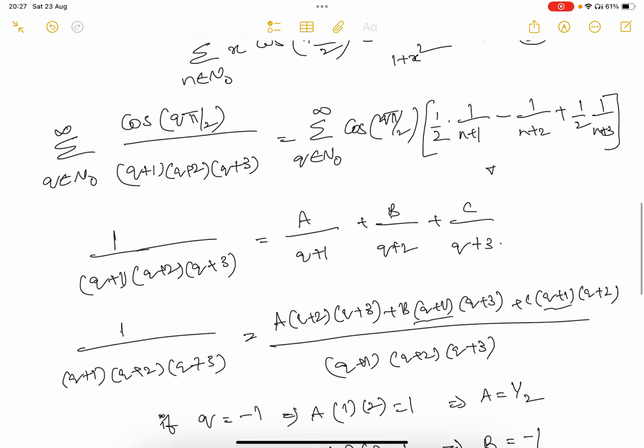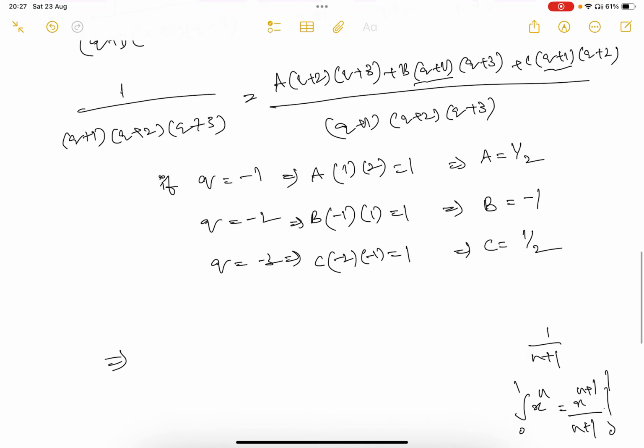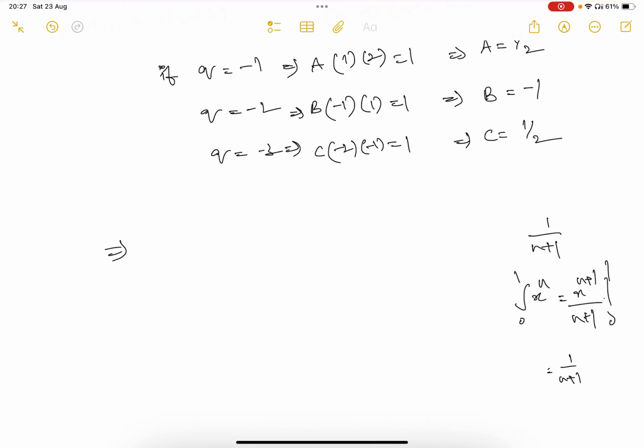So let's try to substitute these things in here. Summation, that is, let's write it down here more clearly.